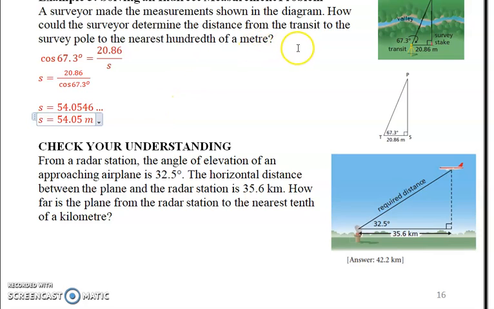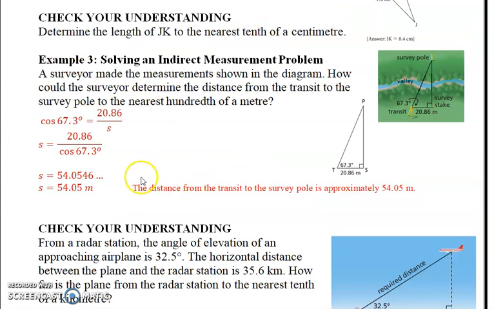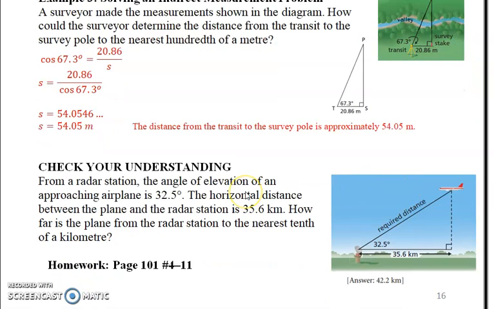And we'll answer the question with a sentence. The distance from the transit right here to the survey pole, which is on the other side, is equal to approximately 54.05 meters. There's a check your understanding question that goes along with this. You'll see the answers provided here in brackets. They have given a diagram for you. The homework questions involved in this section start at page 101, and they're numbers 4 through 11.